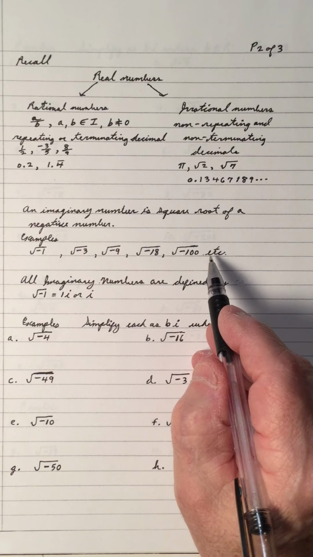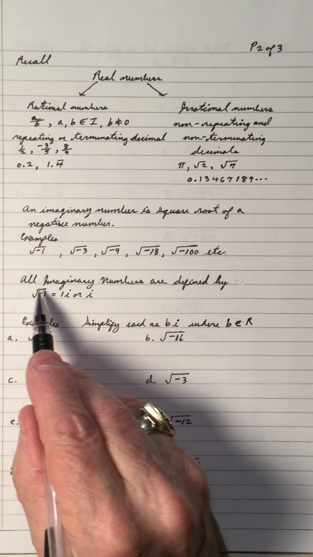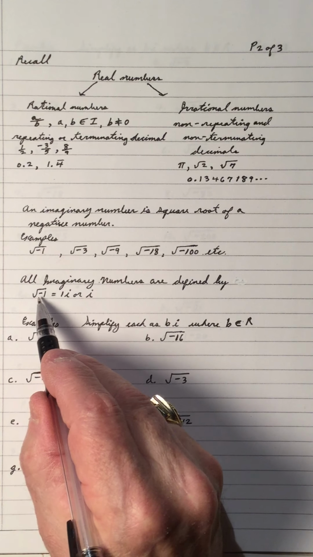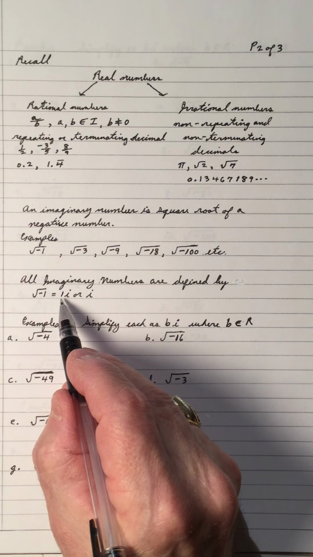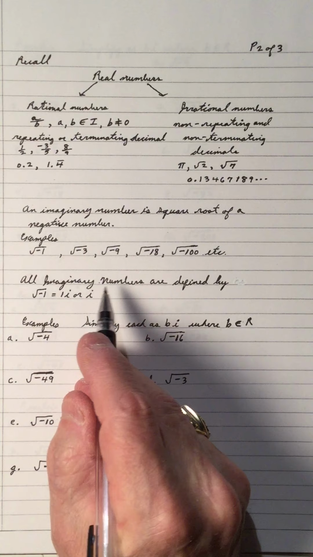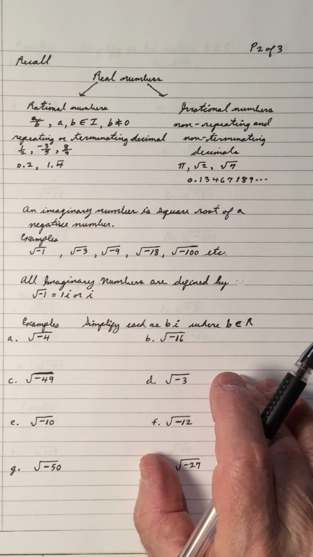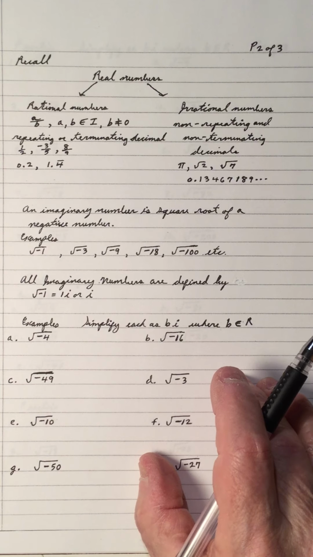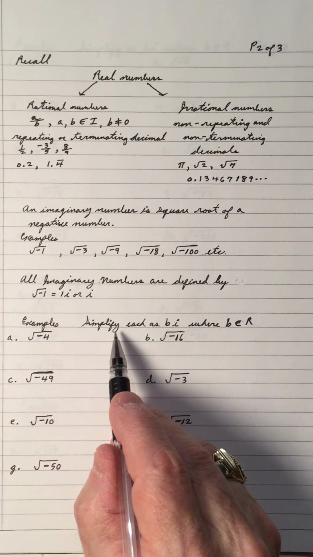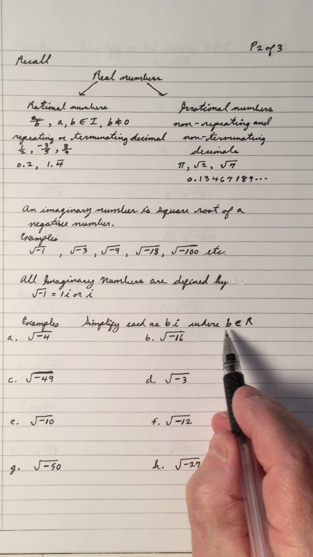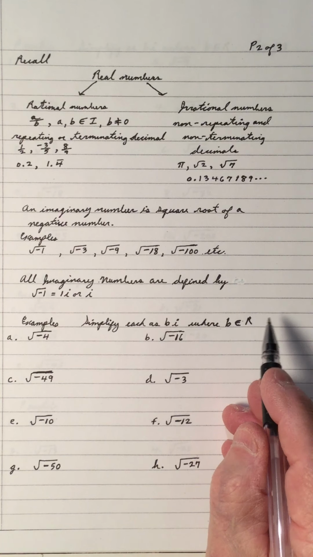So we develop a new set of numbers. All imaginary numbers are defined by the square root of negative 1, which is 1i or i. So imaginary numbers are the square root of a negative number. Let's do some examples. Simplify as bi, where b belongs to the reals.